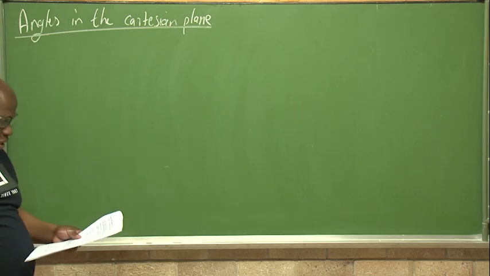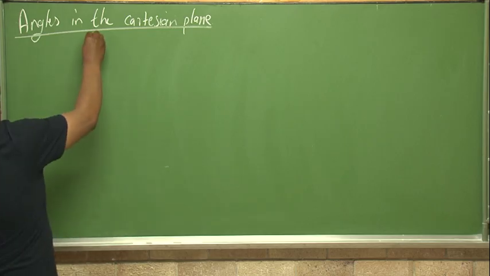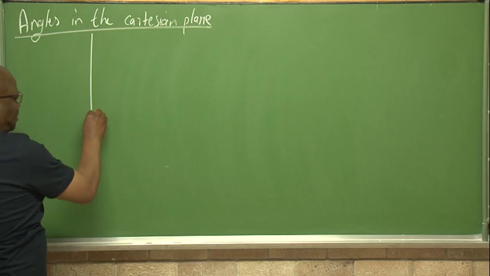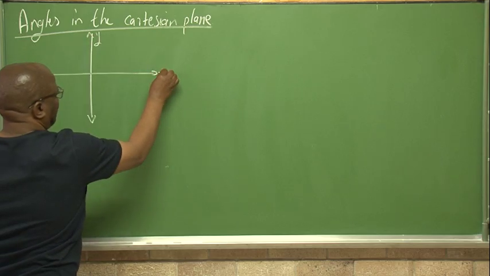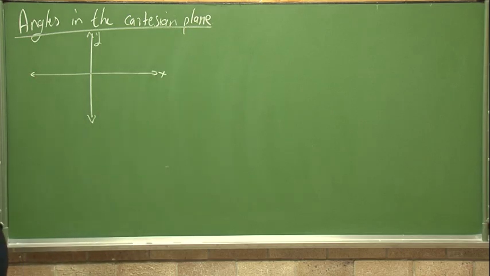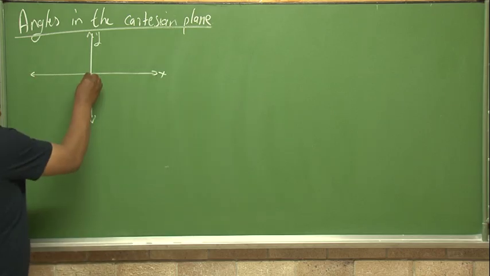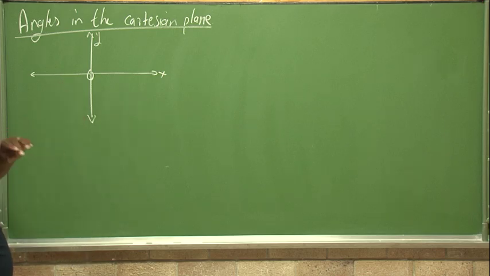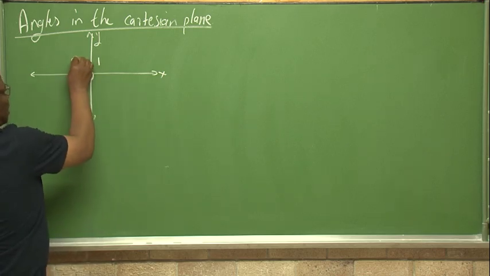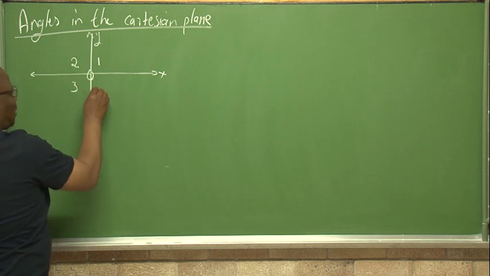Let me draw a Cartesian plane. A Cartesian plane is basically the set of axes: the y-axis and the x-axis. This is a Cartesian plane. And we know here we've got the origin. At the origin, x is 0, y is 0. And a Cartesian plane is divided into 4 quadrants. This is quadrant number 1, quadrant number 2, quadrant number 3, and quadrant number 4.